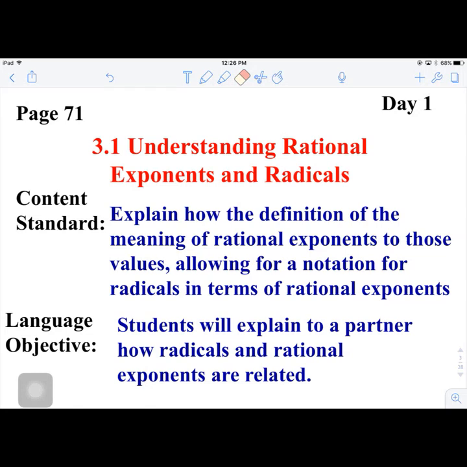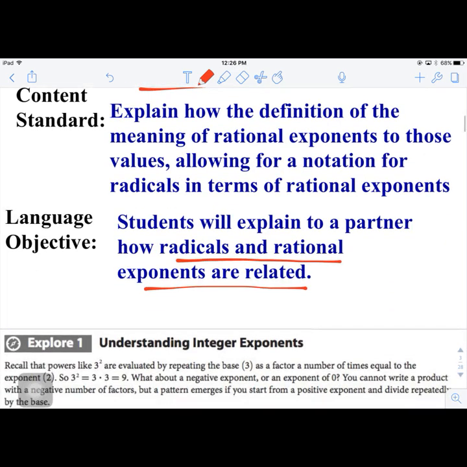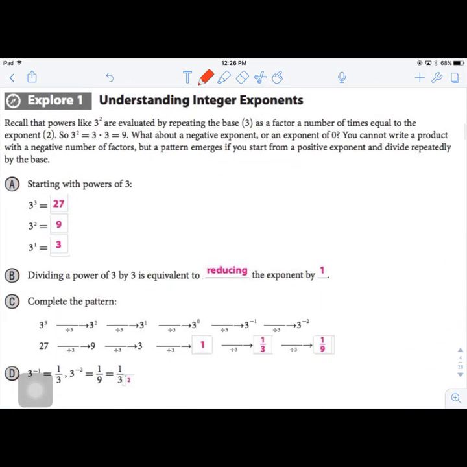Hi, today we're going to learn lesson 3.1, day 1, on understanding rational exponents and radicals. We're going to take a look at how radical and rational exponents are related. In the first example, the explore is to take a look at where the powers come from.